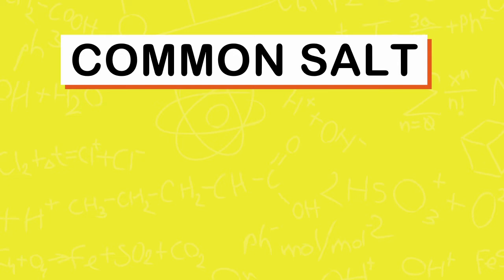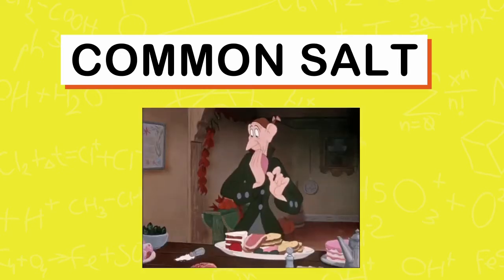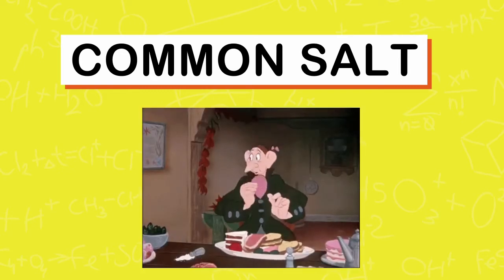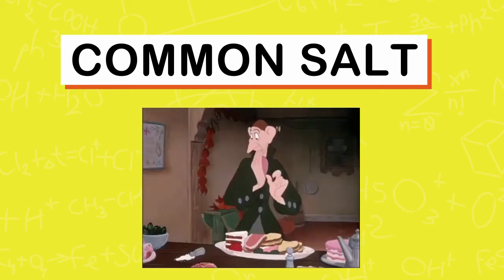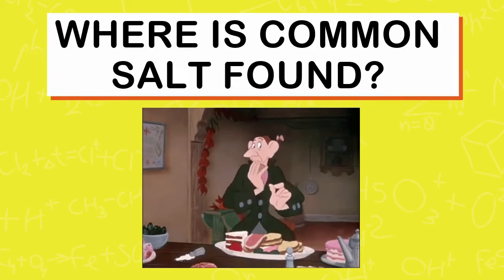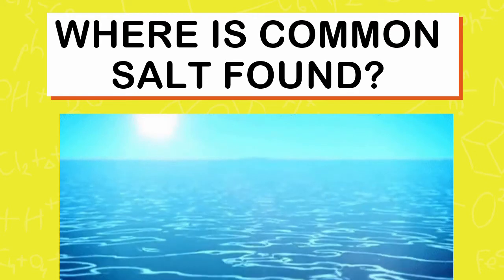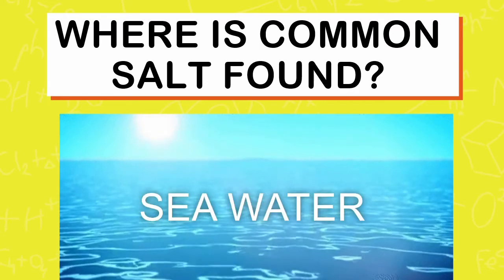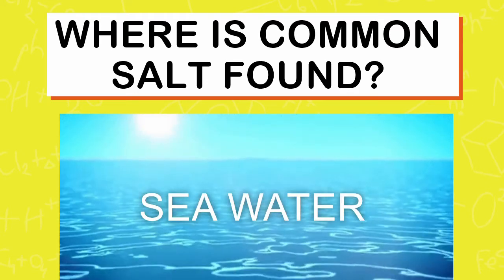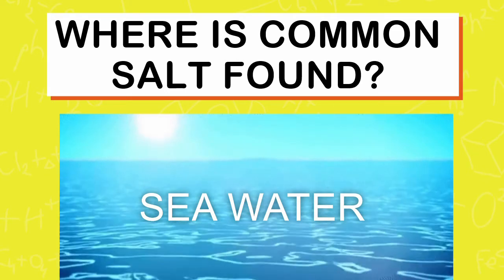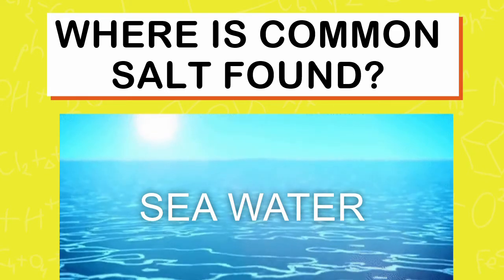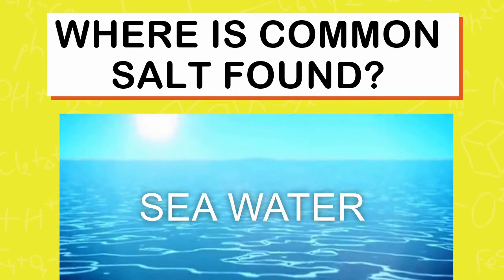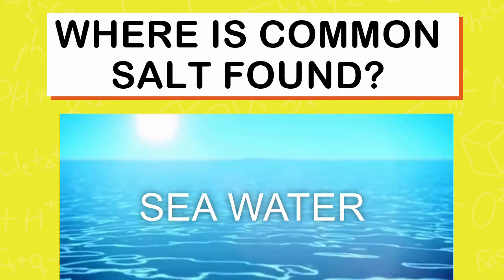Now the simplest, most common use for us is in the household, right? We add it to food while we cook to bring out the taste of the food. Now this salt is usually found in the ocean. Seawater is full of different types of salts. Out of these, the major salt that's dissolved in the sea is what we call common salt.